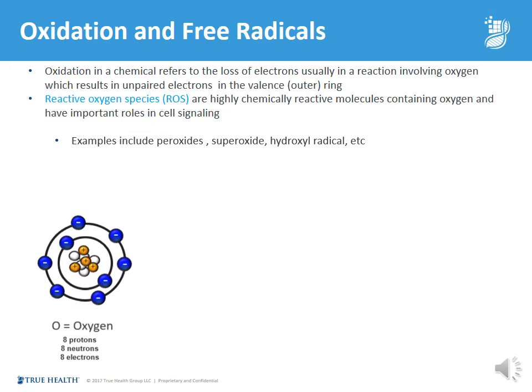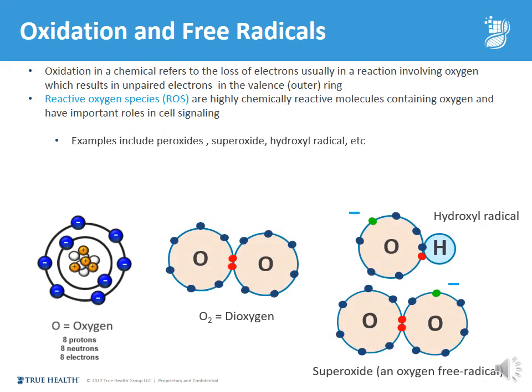Reactive oxygen species, which you often see written as ROS, are highly chemically reactive molecules that contain oxygen, and these have important roles in cell signaling and cell defense, but also in cellular toxicity. Examples include peroxides, of which there are numerous types, superoxide, and something called the hydroxyl radical. You see in the diagram below the oxygen molecule we breathe, dioxygen, which is 2 oxygen atoms that are sharing electrons in that outer valence ring.